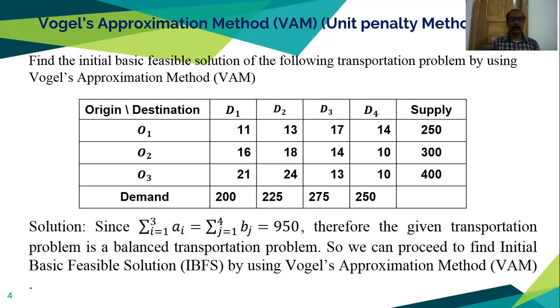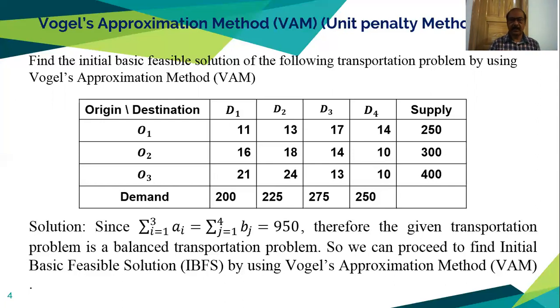Find the initial basic feasible solution of the following transportation problem by using the Vogel approximation method, or we can call it the penalty method, unit penalty cost method. So this is the given problem where the transportation cost matrix is given. At the same time, the available supply is given and the demand is there.